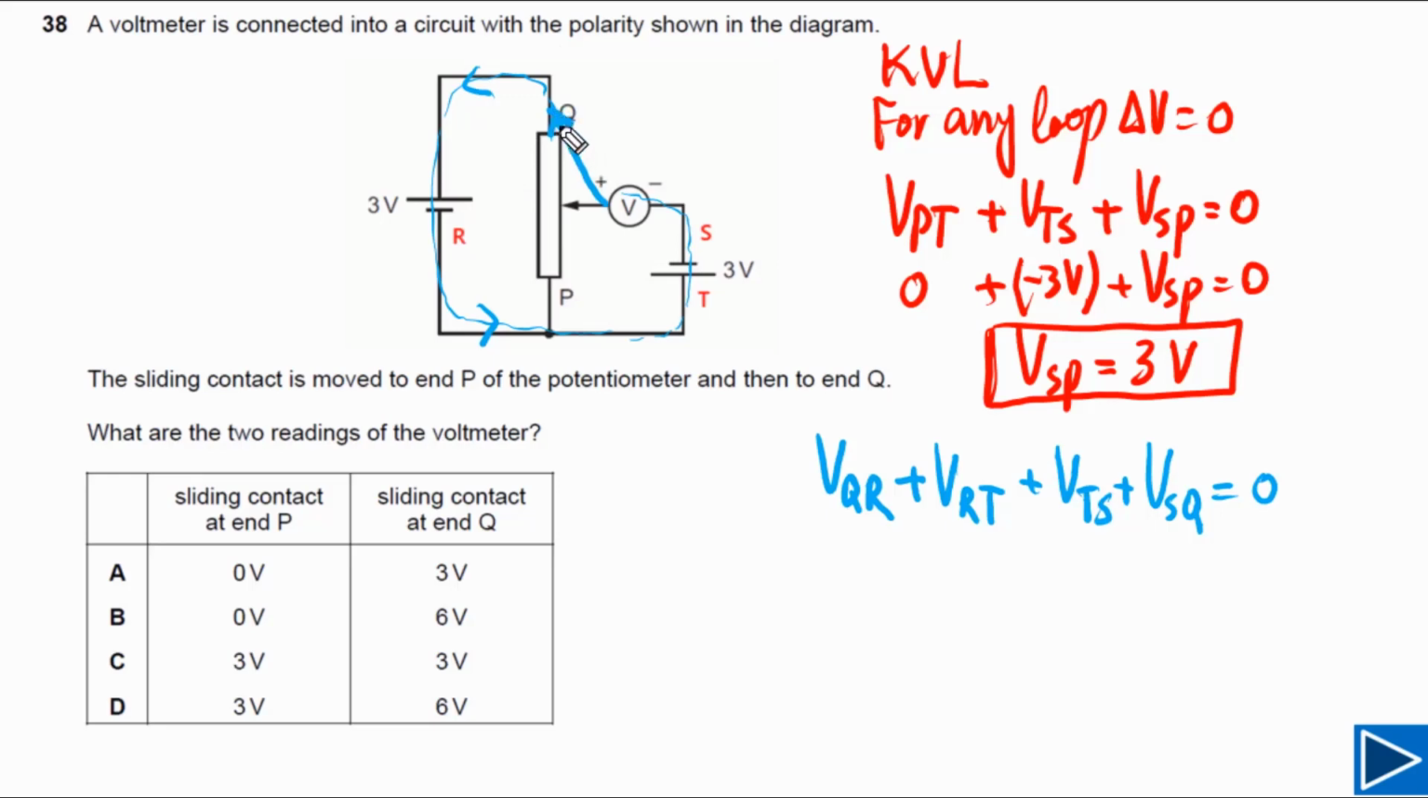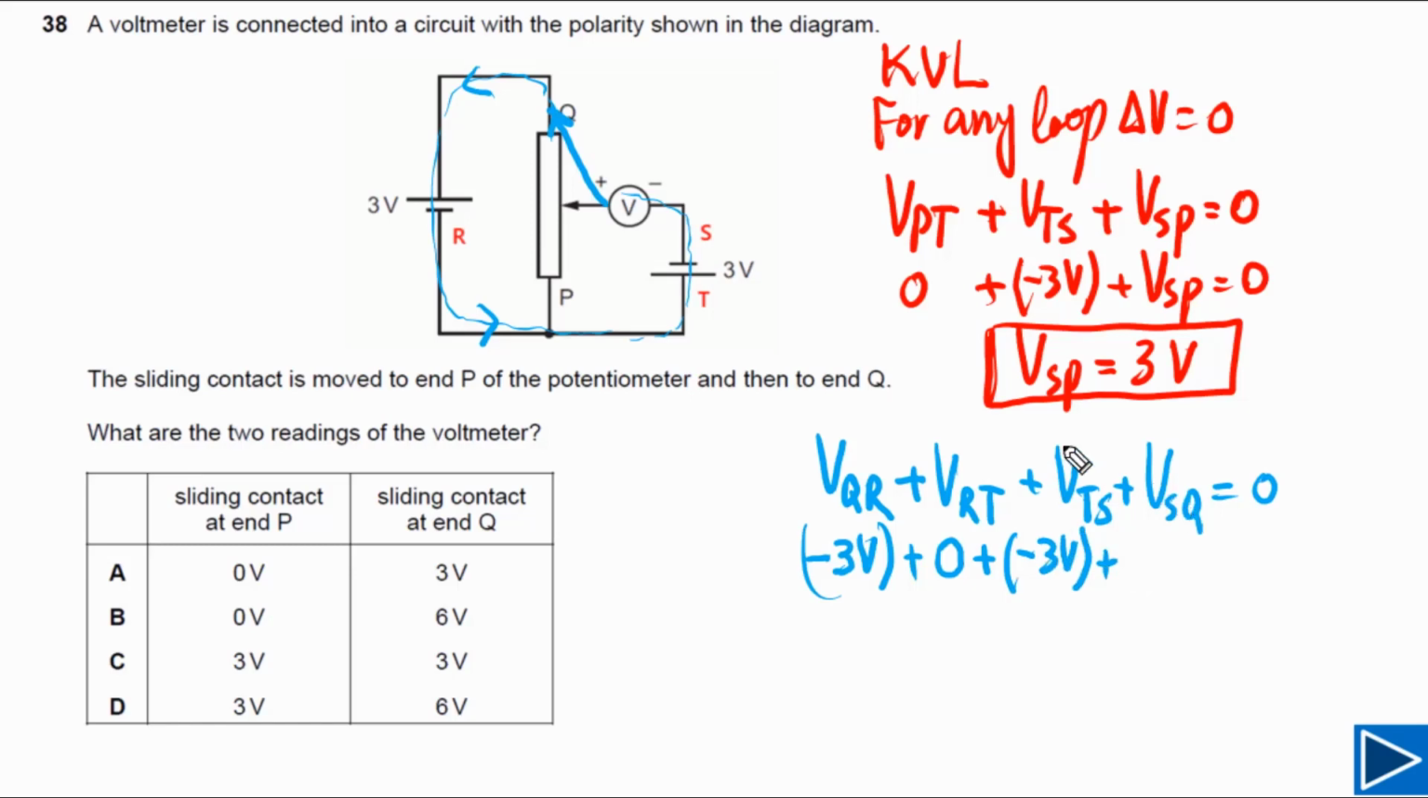Now what is the potential difference between Q and R? In this case we are moving from the positive terminal of the battery to the negative terminal, so there is a potential drop, so we will write negative 3 volts. And when we go from point R to point T, there is only an ideal wire, so it means there is no voltage gain and no voltage drop. So VRT, the potential difference between R and T, is equal to 0. And when we go from T to S, we go from positive terminal to negative terminal, so in this case there is a voltage drop, so this is negative 3 volts.